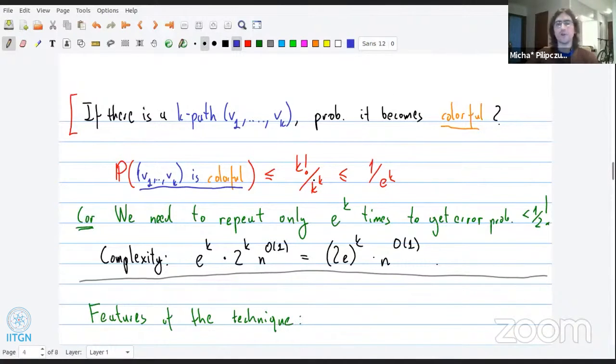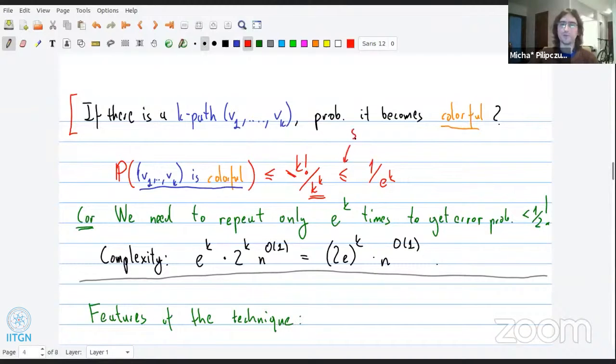So now, how many colorings of the k-path are there in total? Well, k to the power k of them, right? Because each of those k vertices can be colored with k different colors. And in how many colorings does the path become colorful? Well, k factorial, because I need to choose a permutation of colors over the vertices of the k-path. So the probability that the path becomes colorful is k factorial over k to the k.